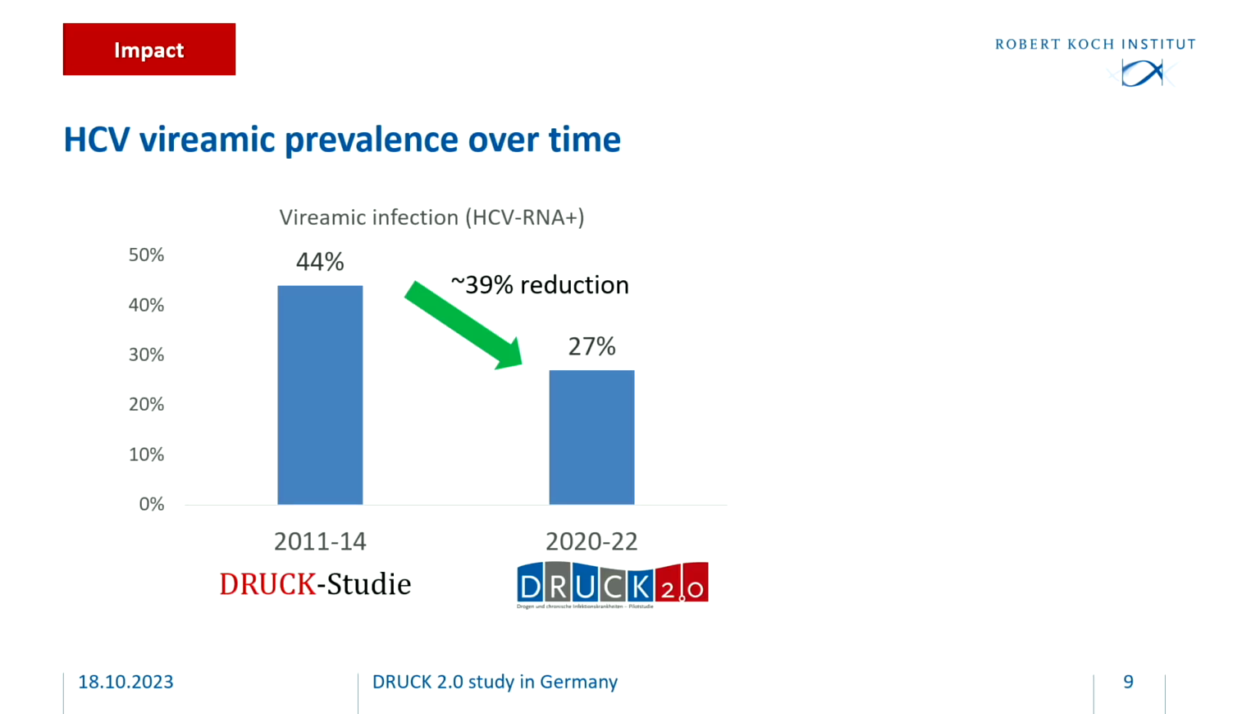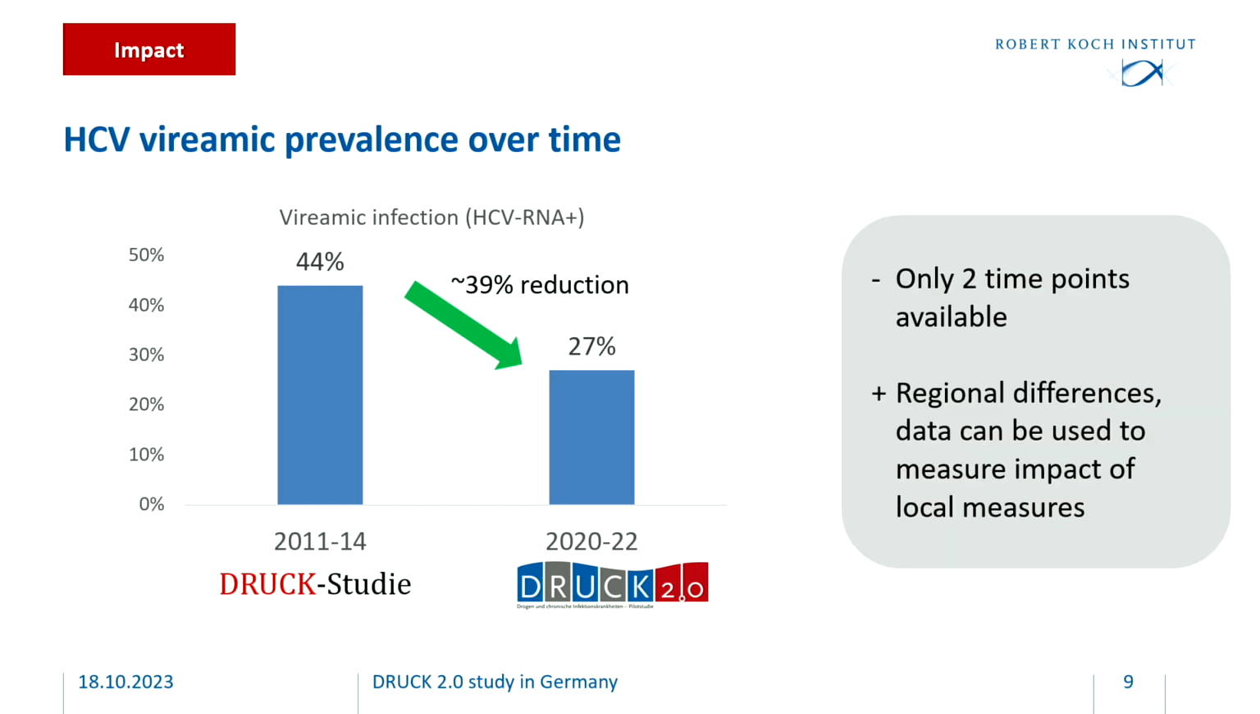The last result is on impact. As Thomas said, it's difficult to derive incidence data. We think that viremic prevalence over time is much more feasible, and you can see here the reduction in viremic prevalence for HCV from 44 to 27%, a 39% reduction. So we are not at all reaching the WHO target of an 80% reduction, and we only have 2 time points available, but we see a lot of regional differences, and this is also data that is very useful, again, to assess local measures.